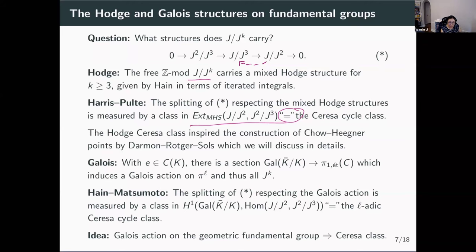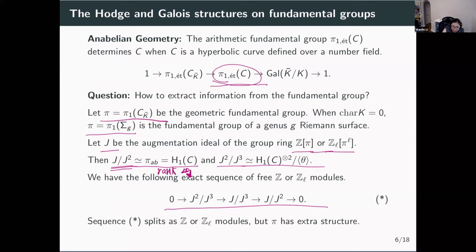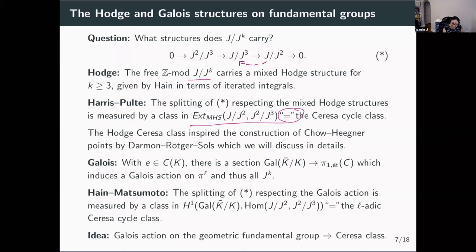And then on the Galois side, recall my fundamental group sequence. If the base point E is a rational point, then it naturally induces a splitting of this short exact sequence, which induces a Galois action on the geometric fundamental group. Which means that in this case, this splitting will give all these modules J^k a Galois module structure. So then I can ask about the splitting of this short exact sequence star with respect to this Galois action. Since every term is a Galois module, can I find a splitting that respects this Galois action?